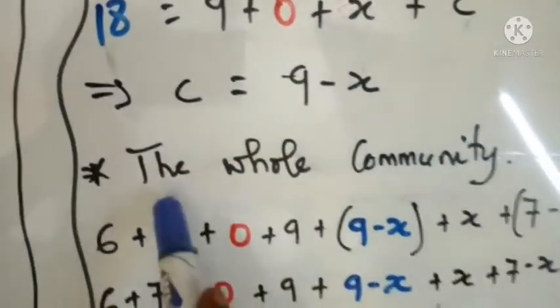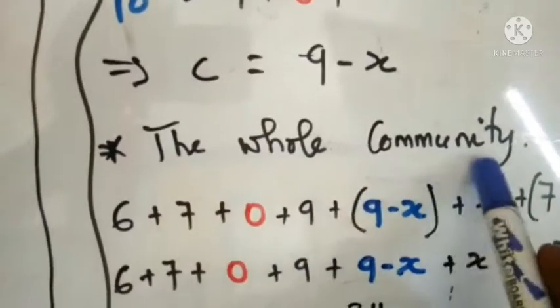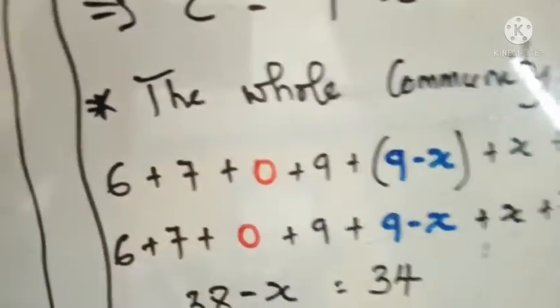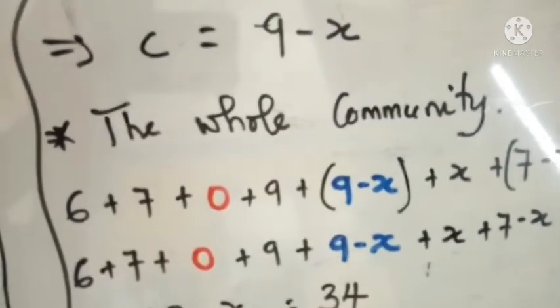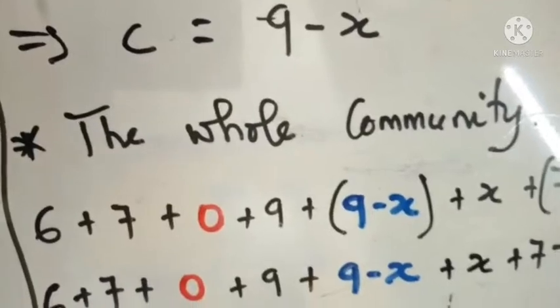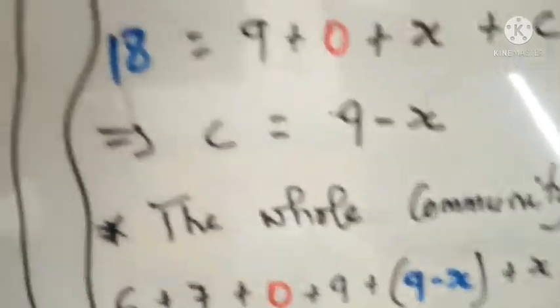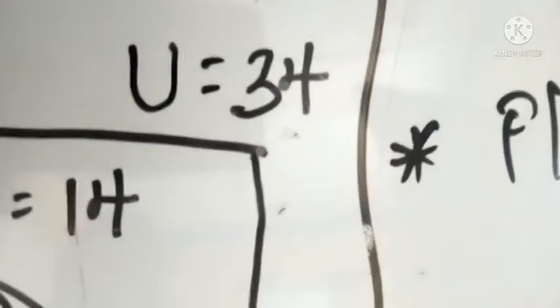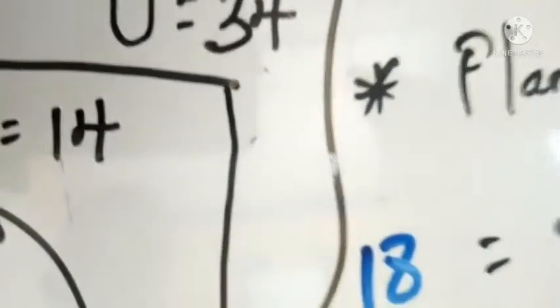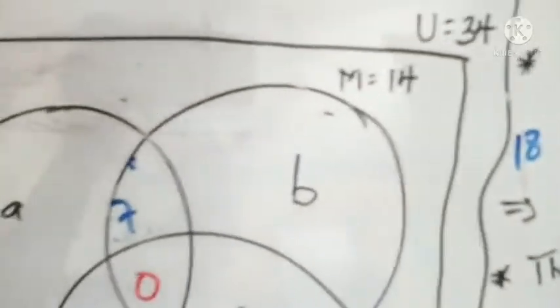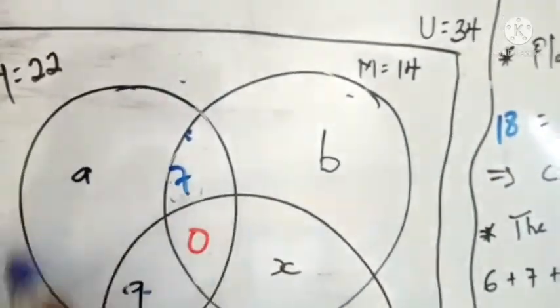So now the whole community. Don't do this thing in your test, right? Nobody says the whole community. What I mean by the whole community is that the total number of people who sell all the food items are 34, right? They are 34. So in the whole community, there are 34 human beings in that community. Is that okay? This is the whole community that we are talking about.